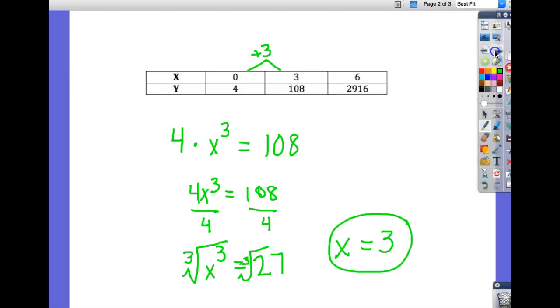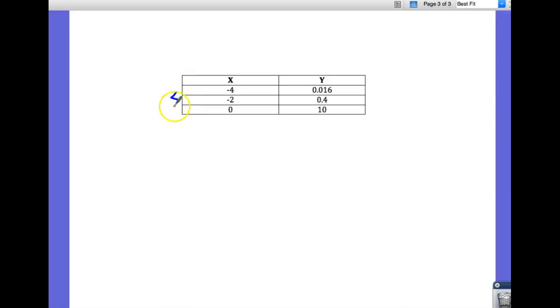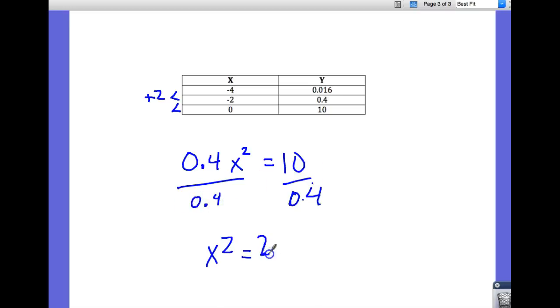One more real quick. Let's see, I've got a jump of 2 on x. So I'll go over here. I can use whichever one of these values I want just to get to the next one. So let's say 4/10 times some number twice is going to be 10. And we'll solve by dividing by 4/10. x squared is 25. I'll take the square root of both sides, and x is 5.